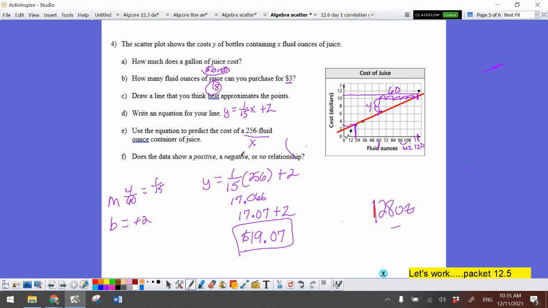Does the data show a positive, a negative, or no relationship? Well, that is definitely a positive relationship because it is going up. Okay. And if I had to write my sentence to describe, I would say as the ounces increase, the cost increases because they are both going up.